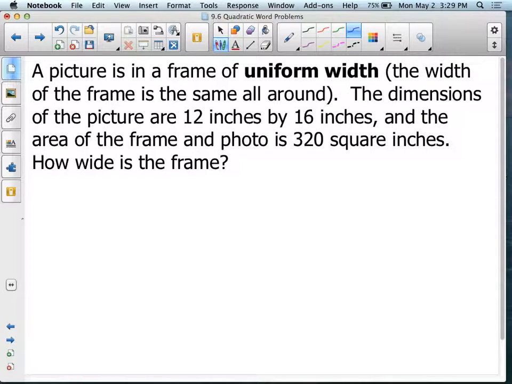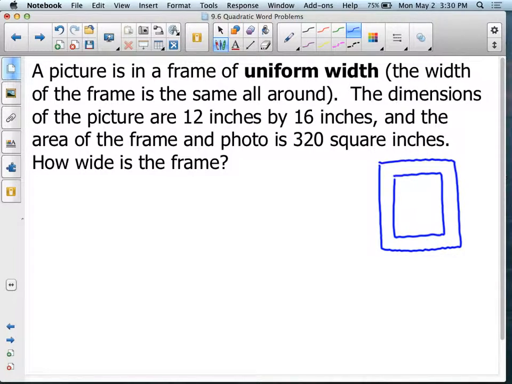So a picture is in a frame of uniform width. Okay, so let's talk about what uniform width means, that the width of the frame is the same all around. So a picture of it might look something like this. Here's my regular picture. And then I put it in a frame, and I'm going to try to draw it so that the frame is the same width all the way around. It tells me that the dimensions of the picture are 12 inches by 16 inches.